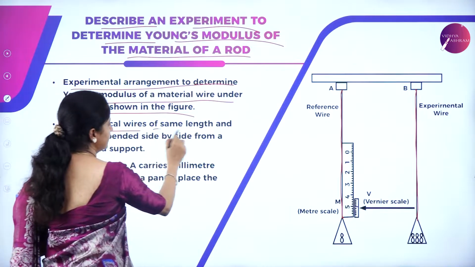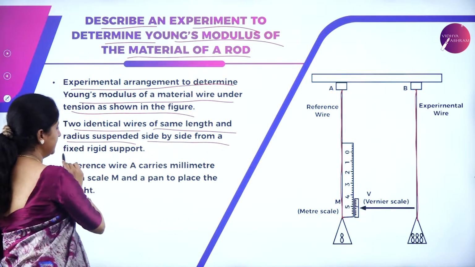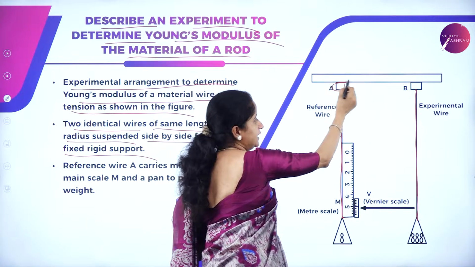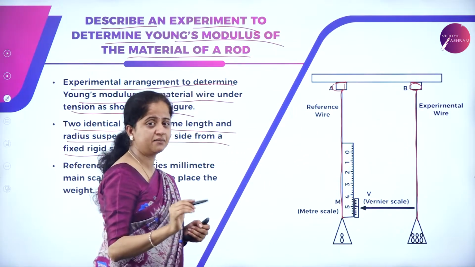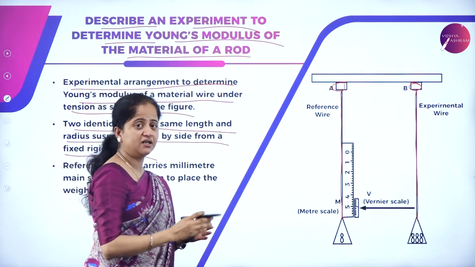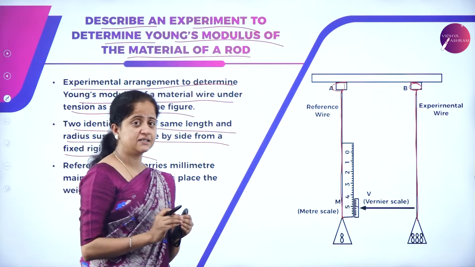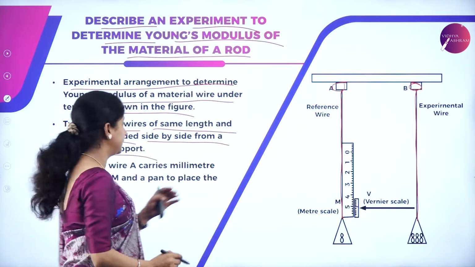Two identical wires of same length and same radius are suspended side by side from a rigid support. You can observe a rigid support over here. So two identical wires we have taken. Identical means the same kind of materials, whose lengths are the same initially, and the radius is also the same. These two wires are attached to a rigid support, as we can observe.